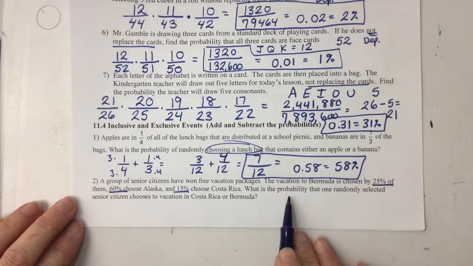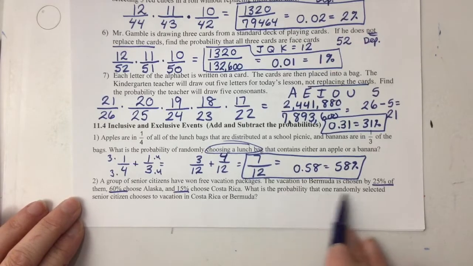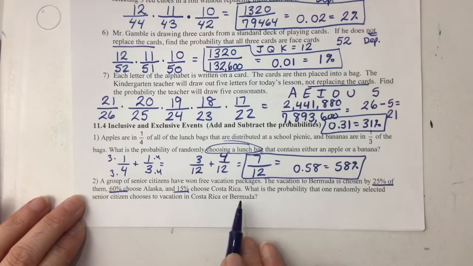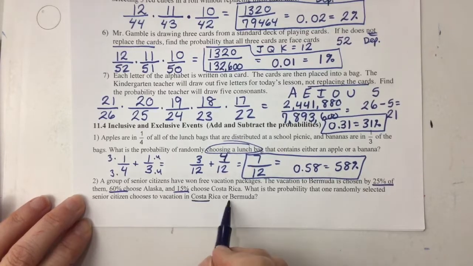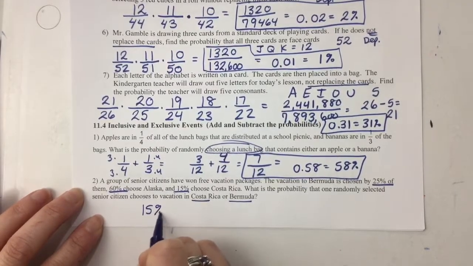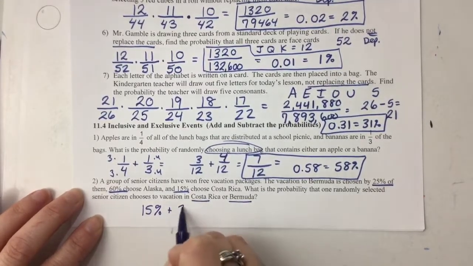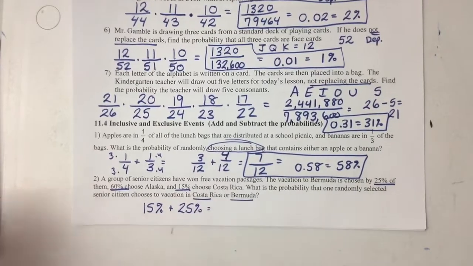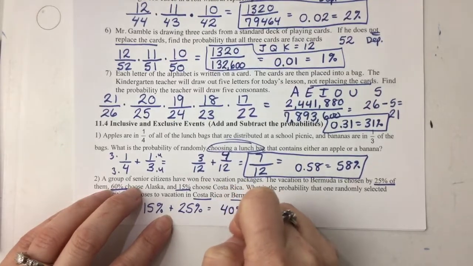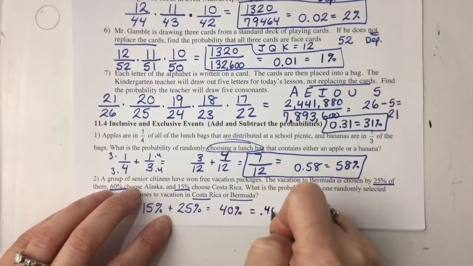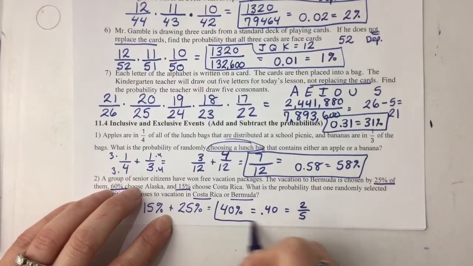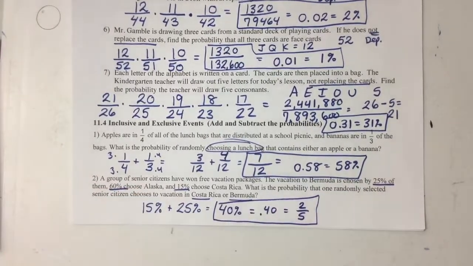Now, what they want us to do with our probability: what is the probability that one senior citizen chooses to go on vacation to Costa Rica or Bermuda? So you find these two probabilities and you add them together. Costa Rica, 15%. Bermuda, 25%. You just add the two percentages together, that's 40%. As a decimal, it's 0.40. And 2/5 is 40%.